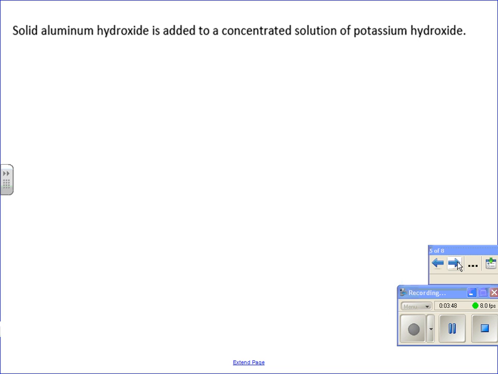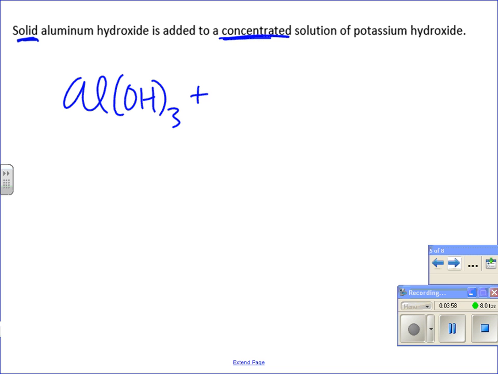So, solid aluminum hydroxide. The key word is to focus on the solid part. Solid aluminum hydroxide is going to be Al(OH)3. It is added to a concentrated solution of potassium hydroxide. So I add the OH there.